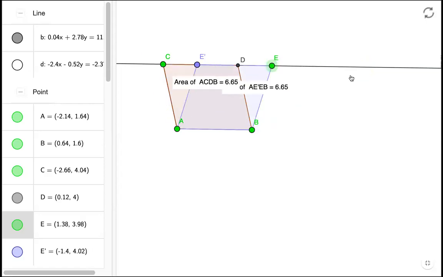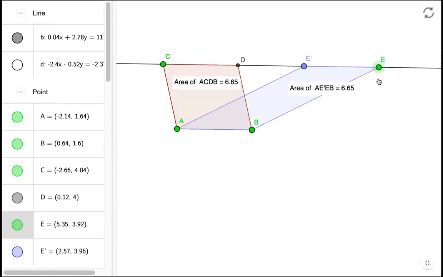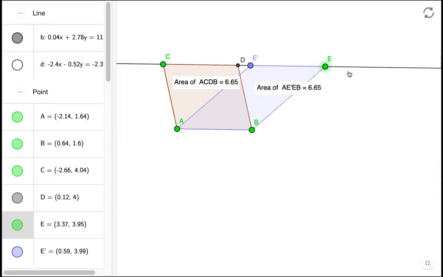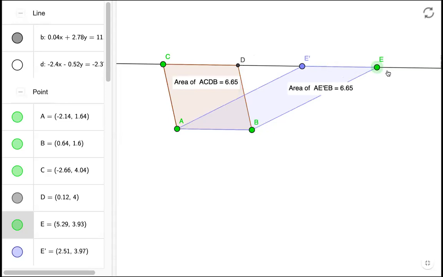Check that out. Anyone want to say why it is that these two parallelograms have the same area? You want to volunteer for that? They have the same base. Yes. Literally, they have the same base. Is that enough though? They also have the same height, which isn't that the formula for the area of a parallelogram? That's exactly right. They have the same height also.